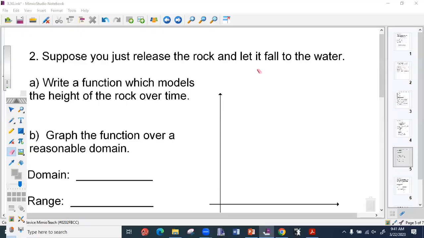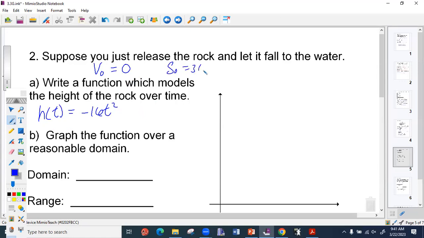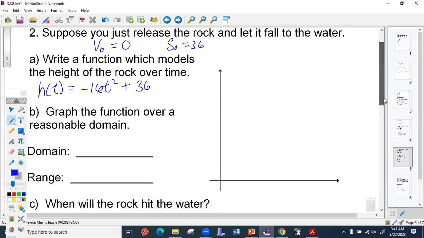All right, so suppose you release the rock and let it fall. Well, that means that we have no additional velocity working with us. So our initial velocity here is going to be 0. So what does our equation look like? So now we're at h of t equals -16t squared, but there's nothing in the middle, but our initial height is still what? Still at 36. So plus 36.